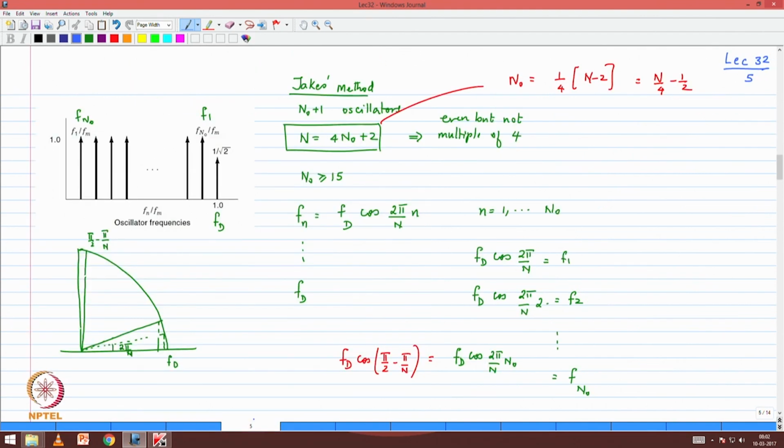Again, just to refresh your memory, there are N0+1 oscillators. All of them have equal weightage except the one at the maximum Doppler frequency.